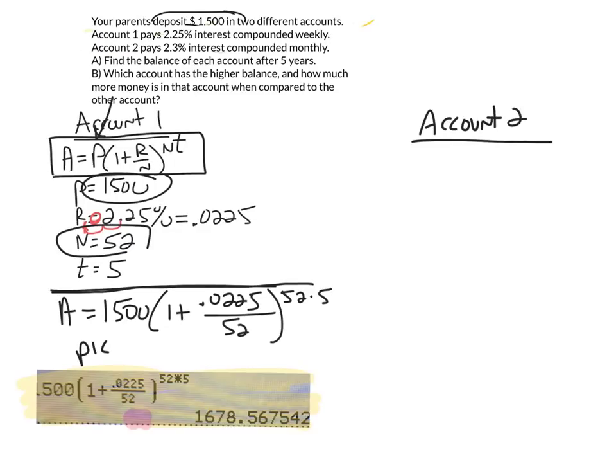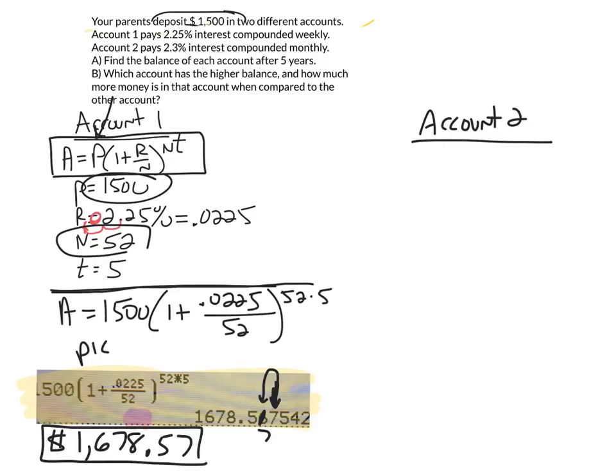So here for account 1, the balance, if I go to the third decimal place, that's 7. That's bigger than 5, so it's going to kick this 6 up to 7. So here the balance is $1,678.57. So that's what the balance is if account 1 is used. Now let's figure out the balance for account 2.